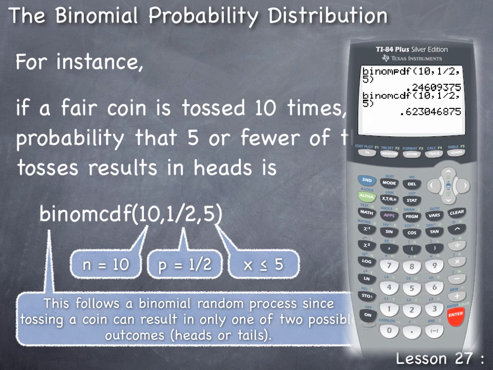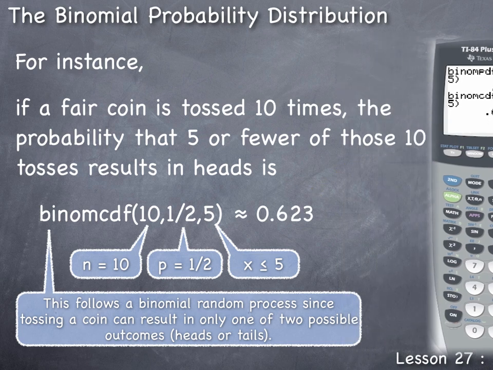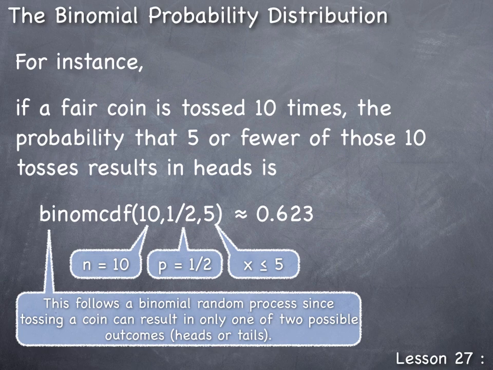So the probability rounds off to about 0.623. Thus, if a fair coin is tossed 10 times, the probability that 5 or fewer of those 10 tosses results in heads is 0.623, or 62.3%.